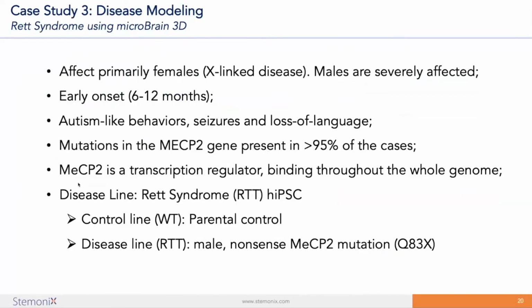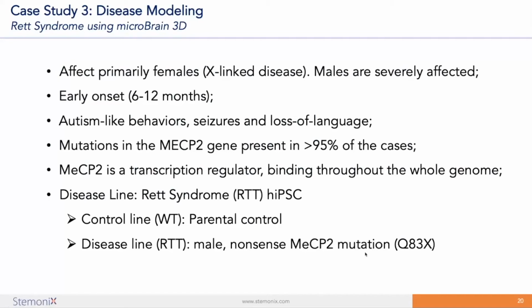The last case study is going to be looking at disease modeling. Now, this takes advantage of the iPSC nature of the neural spheroids and draws the biological material from patient populations. This case specifically is Rett syndrome, and in this case, we're looking at an affected male and their unaffected parent. So we've got familial controls here from a patient as well as from a related healthy donor. Now, the disease line we have, again, is Rett. It's from a male. It's a nonsense mutation in MECP2, resulting in a loss of function.